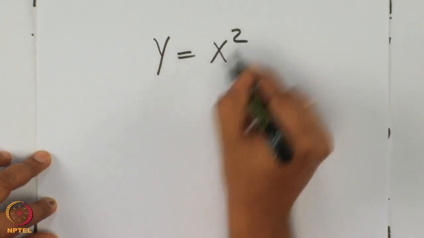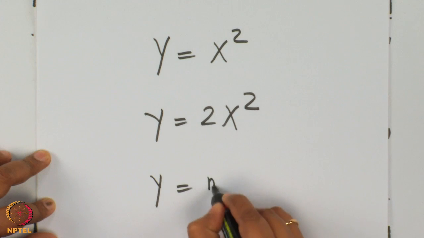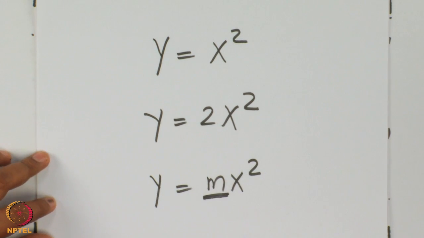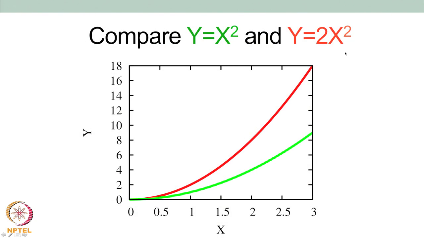Now let us compare. We understood y is equal to x square. Now, just like we had earlier, we can have y is equal to 2x square, or 3x square. In general, y is equal to m x square, or any number times x square. So let us compare here y is equal to x square and y is equal to 2x square. The green curve here is y is equal to x square, and the red curve is y is equal to 2x square. As you can see, when x is 0, both are the same.